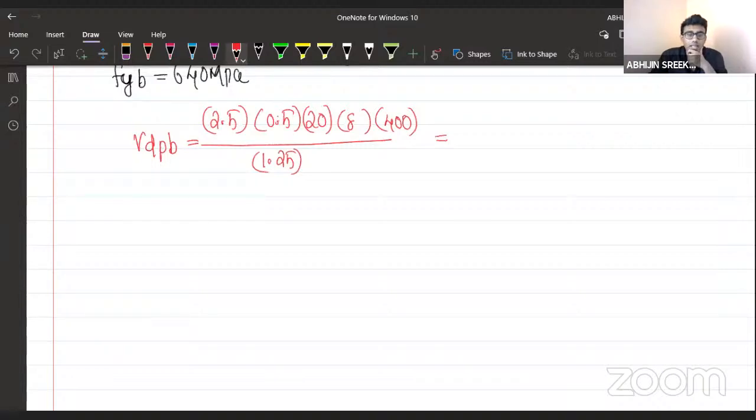VDPB, design bearing strength of the bolt. What is the value? Exactly. I'm getting the answer here as 65.6, right? I need you people to confirm this answer. What is VDPB? I'm getting the answer from Mahadeva. Very good. I appreciate that.